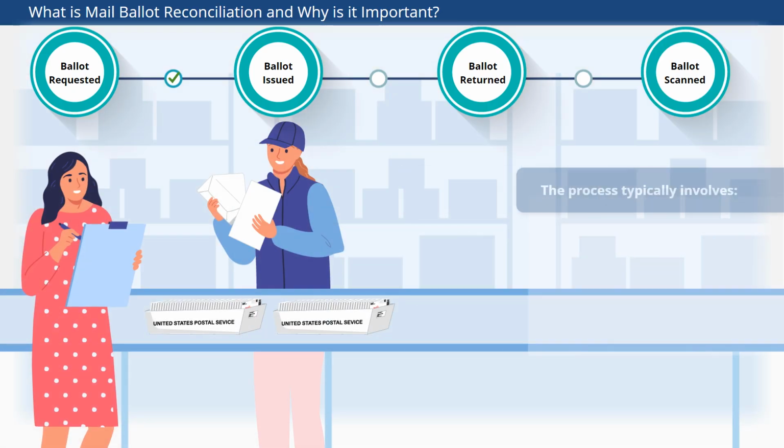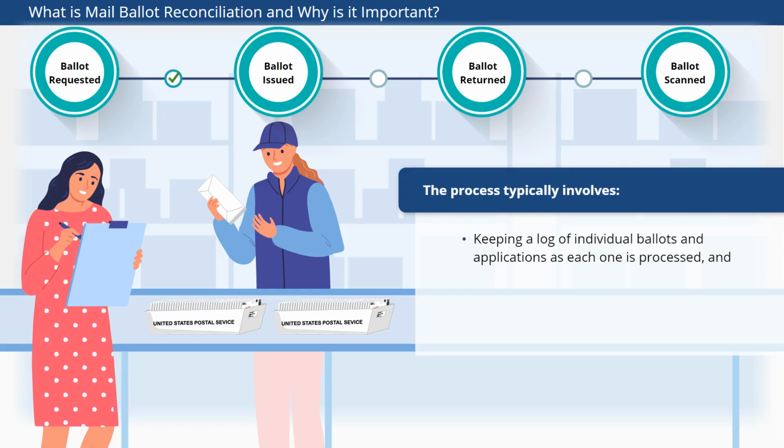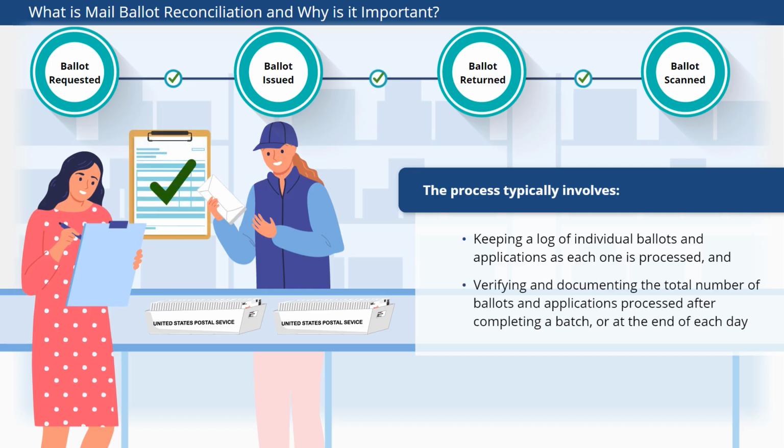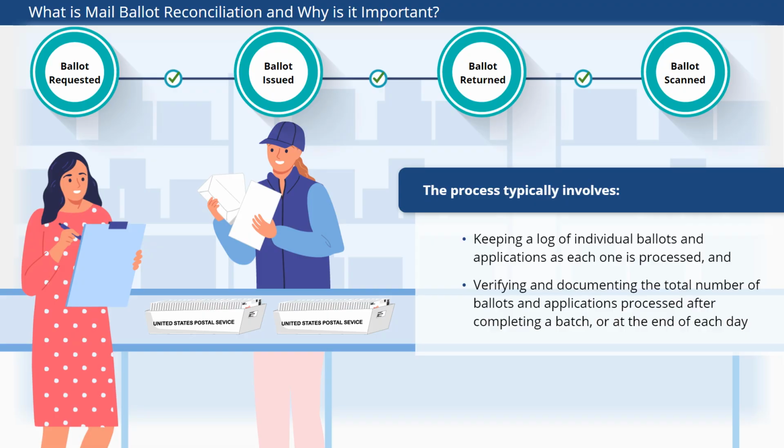The process typically involves keeping a log of individual ballots and applications as each one is processed, and verifying and documenting the total number of ballots and applications processed after completing a batch, or at the end of each day. These procedures are critical because they allow election officials, voters, and the public to know that certified election results include every valid ballot cast, and only those ballots.